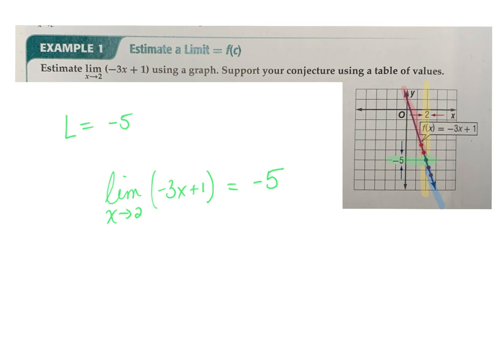Now, this is when your function actually equals that number that it's moving towards. You can see that it's a linear function. There's no breaks, there's no holes, there's no asymptotes, right? It's a continuous function here. And so for a continuous function, your value at that point and what it's moving towards will be the same thing. All right, but look at the next example.